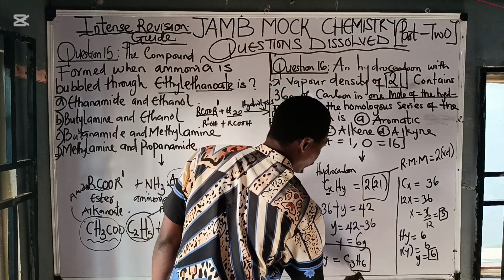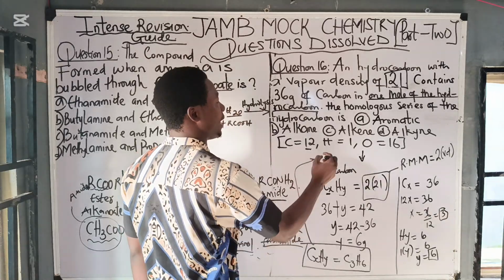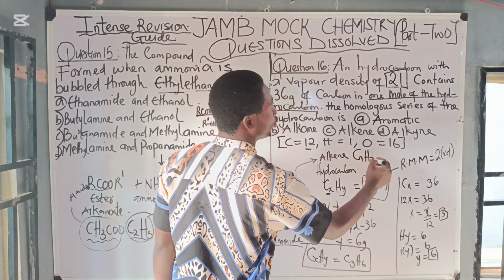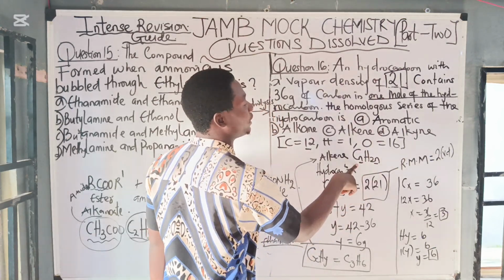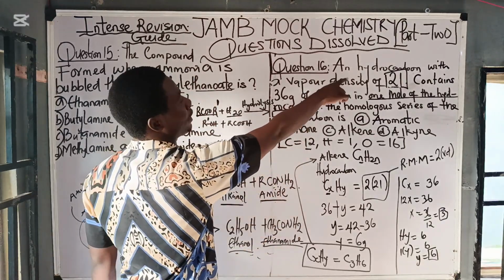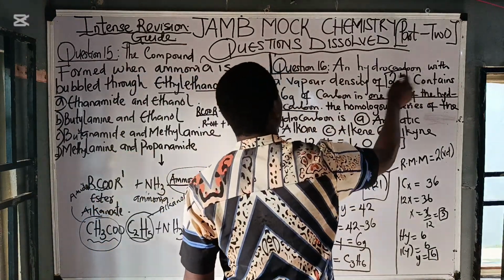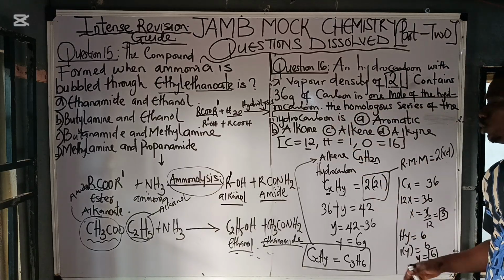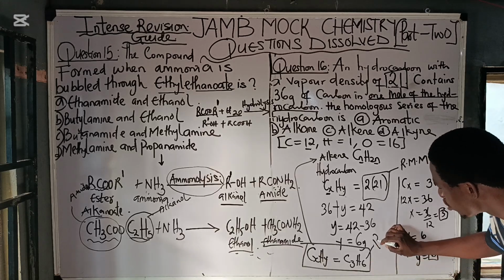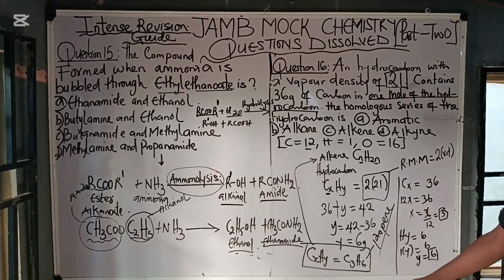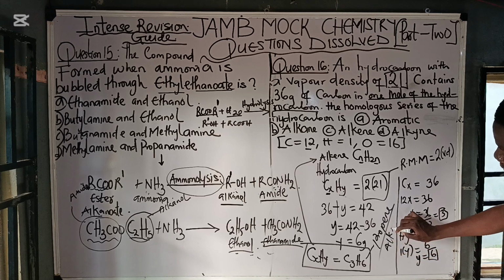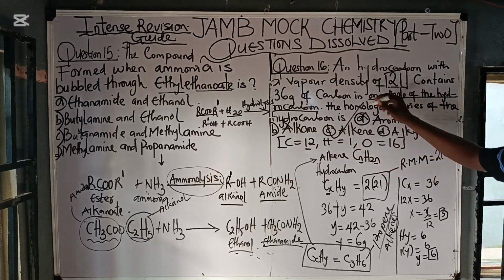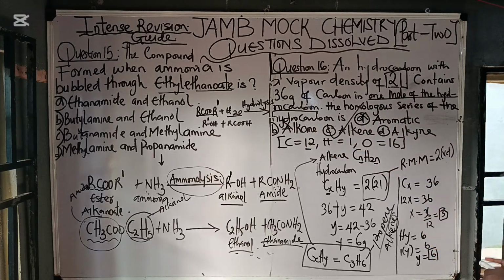C3H6. Now if you look at this carefully, you will know that it is an alkene. An alkene has a general molecular formula of CnH2n, meaning if 2 is here, 4 will be here. If 3 is here, 6 will be here. So they said a hydrocarbon with a vapor density of 21 contains 36 grams of carbon in 1 mole of the hydrocarbon. The homologous series of the hydrocarbon is what? We have found out that this is known as propene, and because it is propene, it's a member of the alkene homologous series, the one with ENE. So the answer will not be A, the answer is not B, the answer is C. Now let's take more questions.